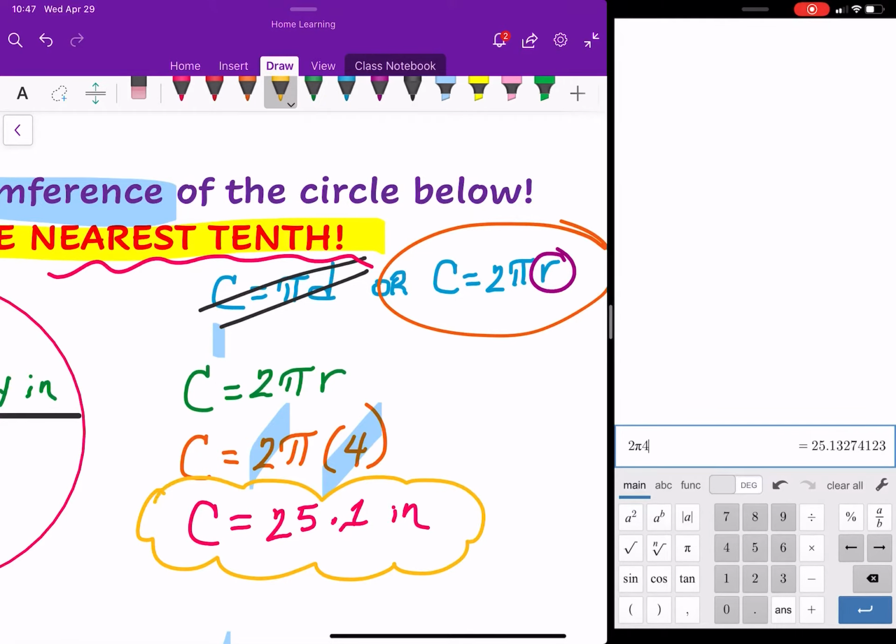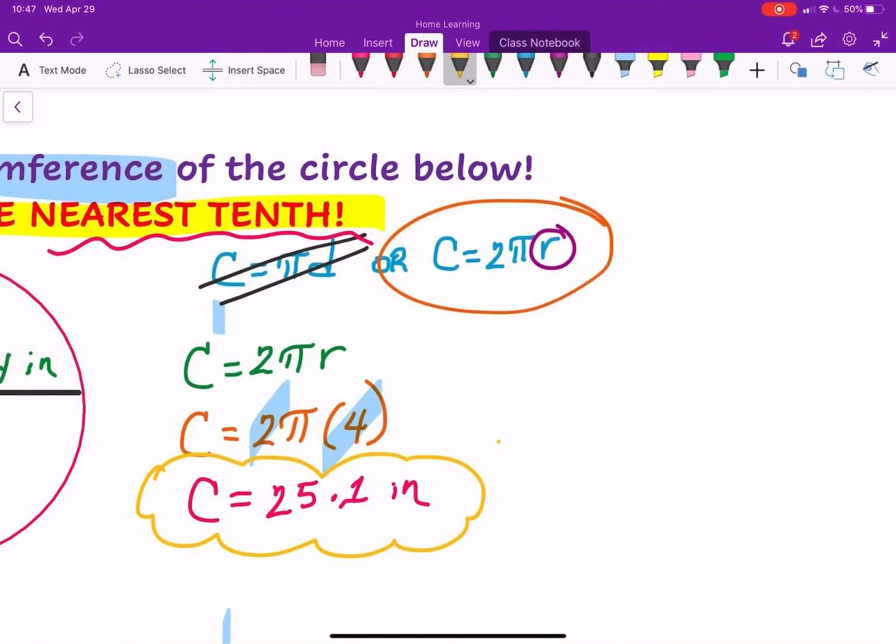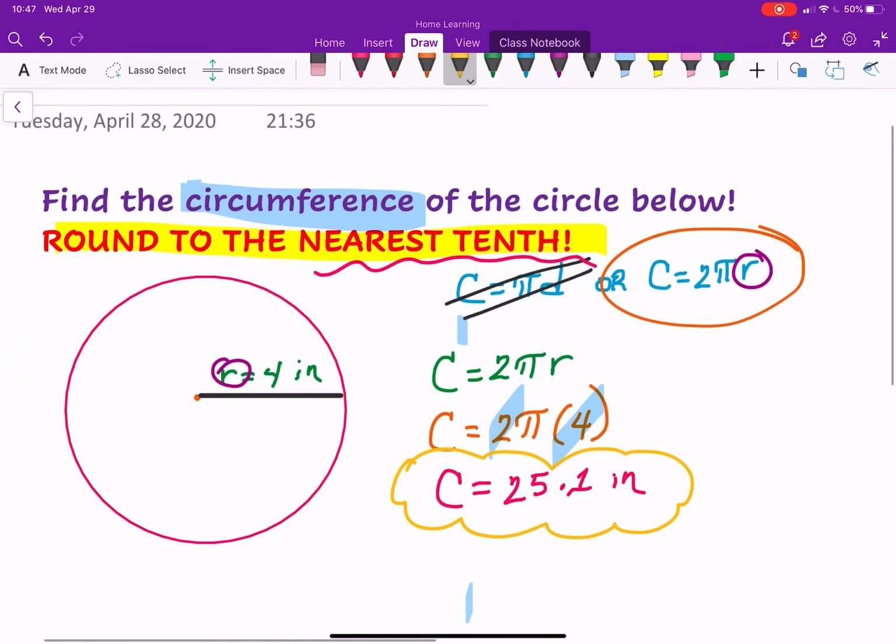I'm going to X out of my calculator so that you can see the full screen again. Okay, so we took what was given to us, r equals 4 inches. We used this formula, c equals 2 pi r, and we literally just replaced r with the number 4 because that's the value of the radius, and we multiplied everything together to get this beautiful number of 25.1 inches.